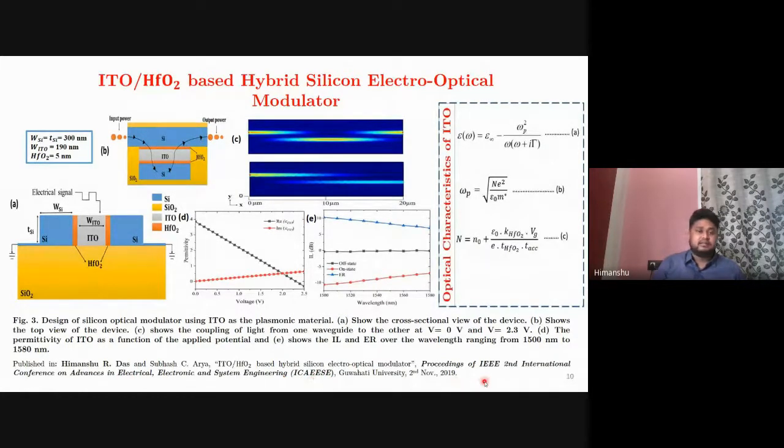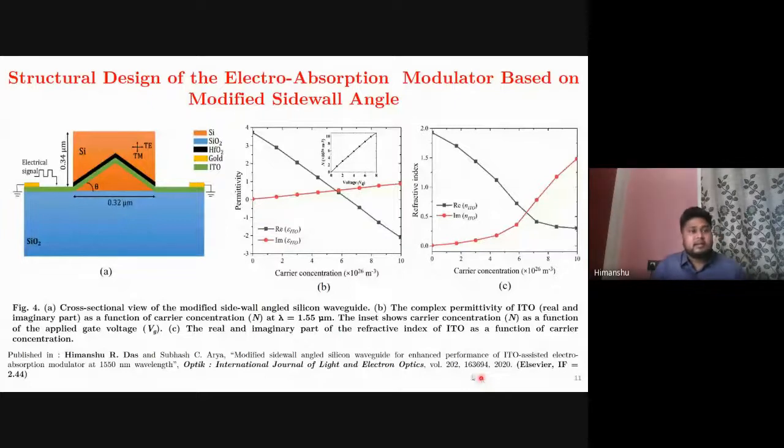Now coming to the next slide, this is a structural design of the electro-absorption modulator based on modified sidewall angle. In figure 4A, we see the structure of the modified sidewall angle based EAM. Here the placement of the plasmonic layer and the dielectric material is at a certain angle, theta, which is equal to 51.34 degree. By doing so, we have observed its performance metrics, and the height of the waveguide is 0.34 and the width of the waveguide is 0.32 micrometer.